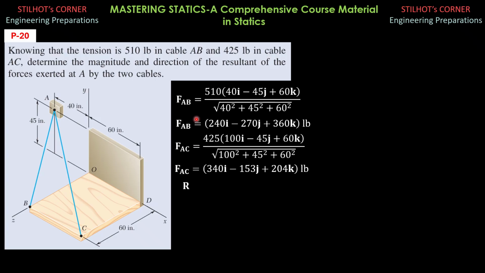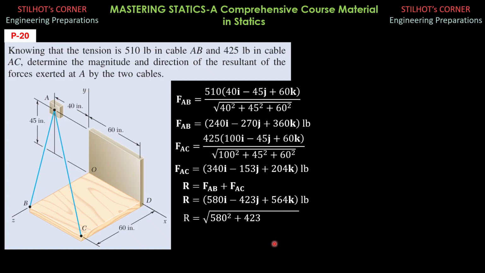So the resultant is FAB plus FAC in vector addition, adding corresponding components. So R is 580i minus 423j plus 564k pounds. The magnitude is the square root of 580 squared plus 423 squared plus 564 squared. So the magnitude of R is equal to 912.9 pounds. So cosine theta x is 580 over 912.9.